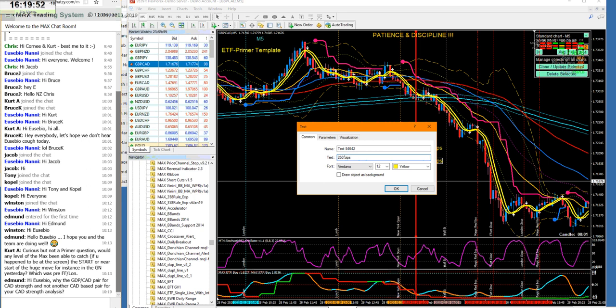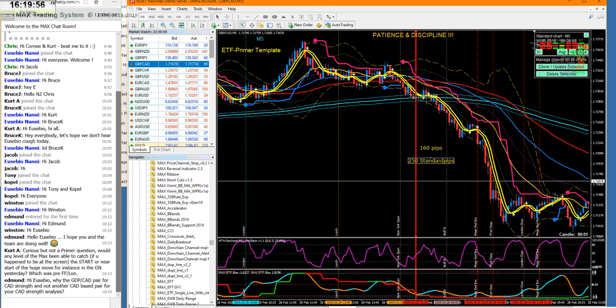Edmund, you always have to consider that a pair is made of two currencies. In the case of the pound card, the pound was weak for almost the entire day in almost all the pairs. At some moment, the market completely reversed and the pound became weak. So with a weak pound and a strong card, we have the ideal situation to trade short the pound card.